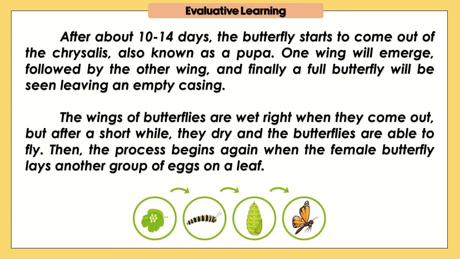The wings of butterflies are wet right when they come out, but after a short while, they dry and the butterflies are able to fly. Then, the process begins again when the female butterfly lays another group of eggs on a leaf.